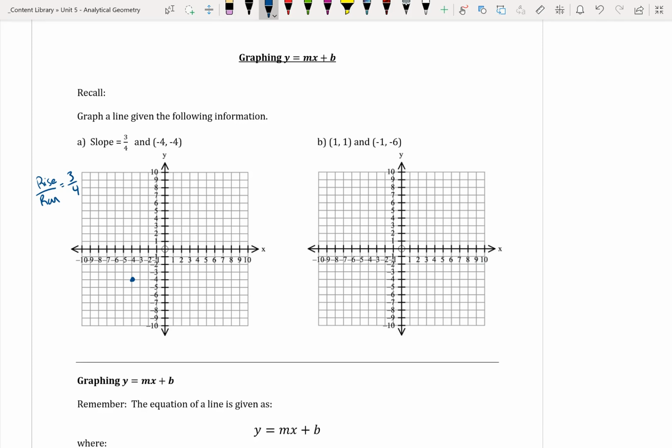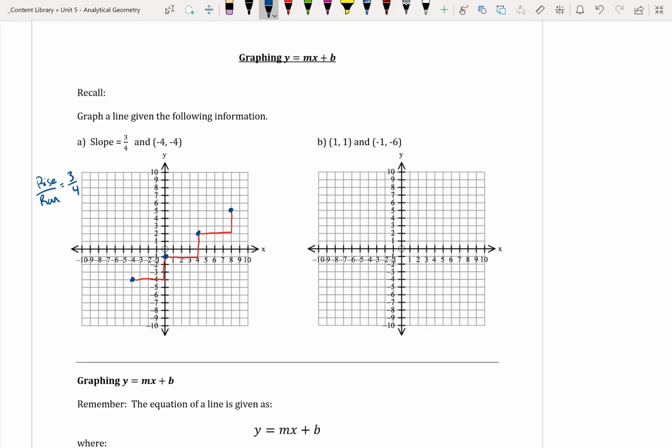So what that means is that if I go from my point here, -4, -4, if I go over 4 in the positive direction and then up 3, I go to my next point. So I'm going over 4, up 3, and that's my next point. And again, from this new point, I can go over 4 again, up 3, to get my next point. And I'm going to continue that pattern, over 4, up 3.